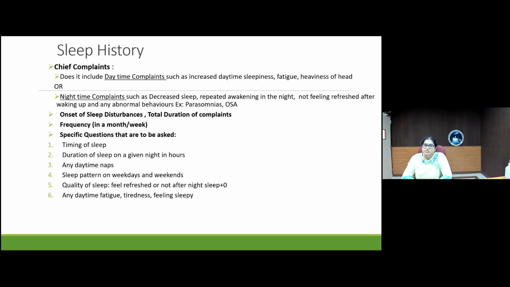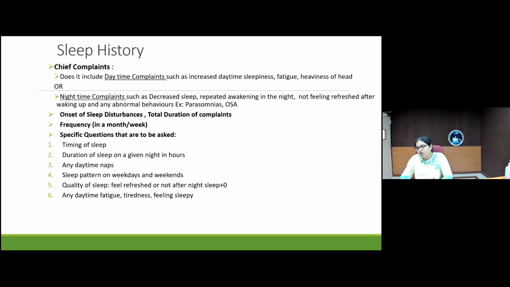Some people deprive themselves of sleep on weekdays due to work pressure or the job schedule, and on weekends they tend to catch up on sleep. So the sleep patterns can change between the working days and the weekends and holidays. So it's important to check about that as well. Quality of sleep, whether one feels refreshed or not after going to sleep. Again, after sleeping, any daytime fatigue, tiredness, or feeling sleepy through the day. So these are the 6 questions that are important while taking a sleep history.